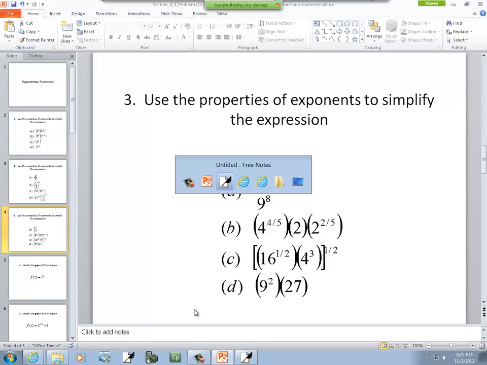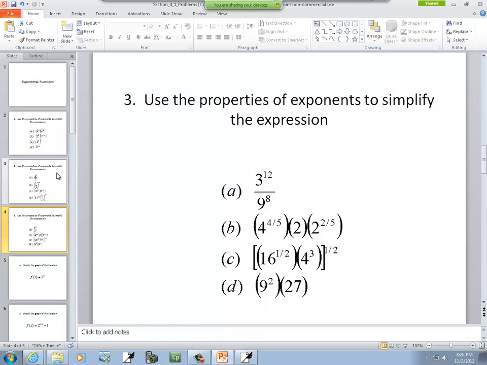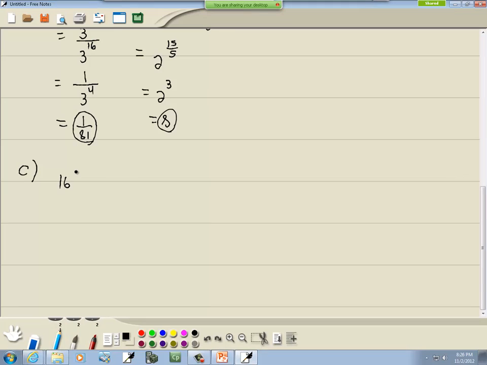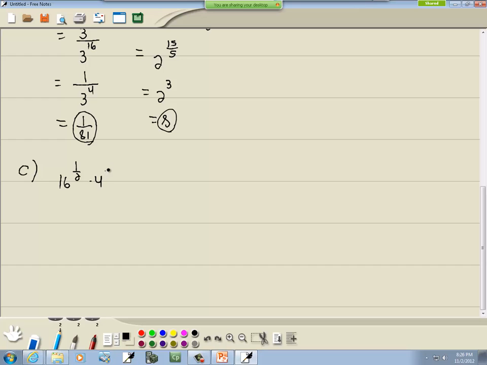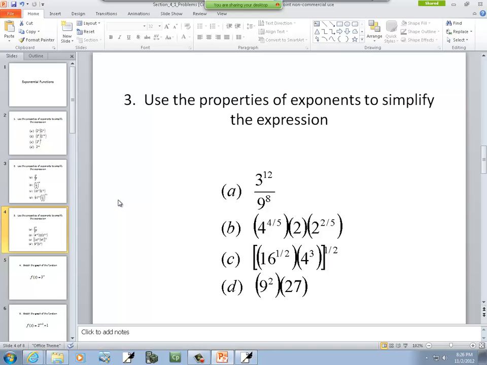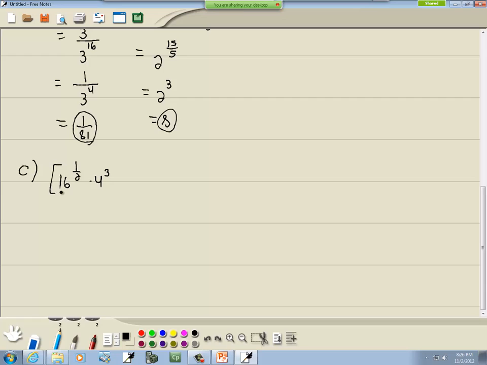Let's see. Let me do it down here. 16 to the 1/2. 4 to the 3rd. And then all of that is to the 1/2 power. Well, kind of using the same trick as we have been doing. I see the 16 and the 4. I can rewrite 16 as 4 squared. So that's 4 squared. And the 1/2 power remains. Times 4 to the 3rd to the 1/2.